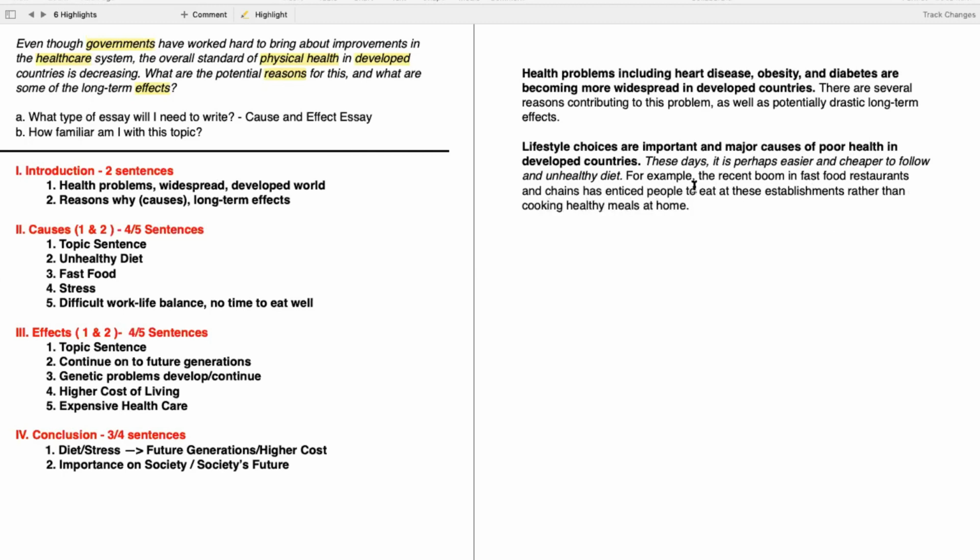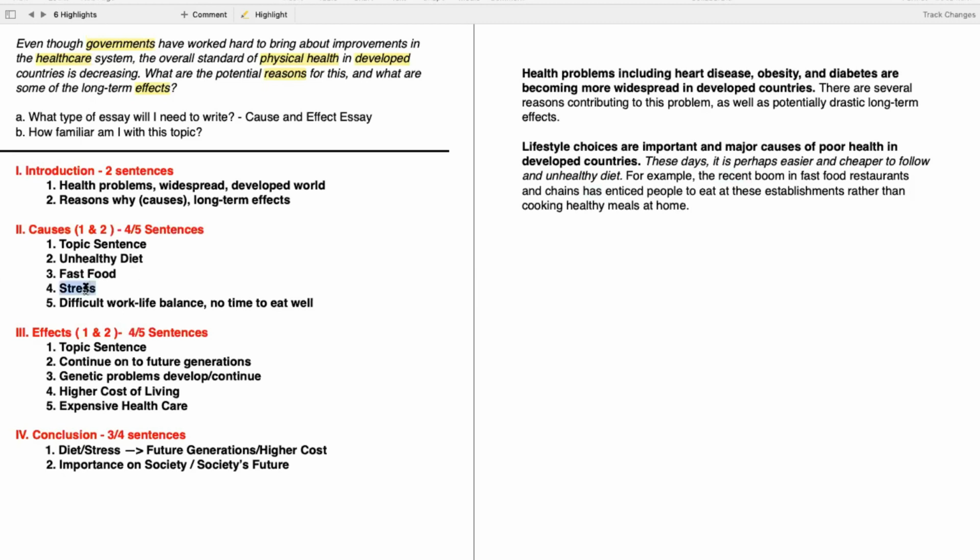And this is just an example. So the recent boom has enticed people. So this is how I'm adding in present perfect, because I know that recent is a great way to use present perfect, and I've already used present perfect. So if you hadn't planned ahead, you might have just used present simple and say a lot of people eat at fast food restaurants, and that wouldn't have done you any favors for the grammar range. All right, so already we have our topic sentence, our example here, and our explanation as the second sentence.